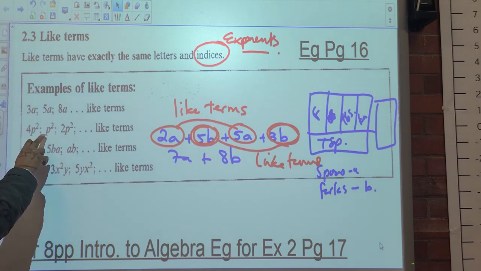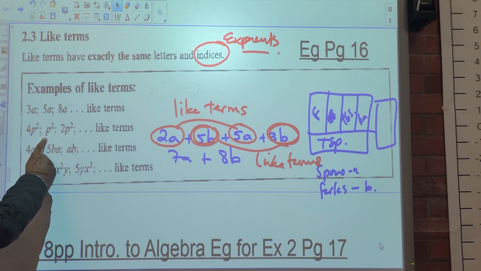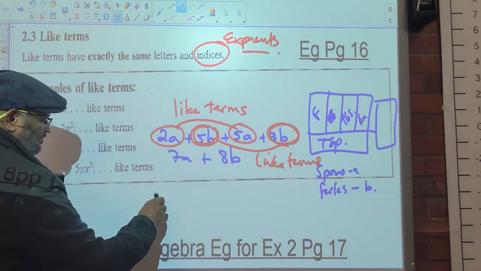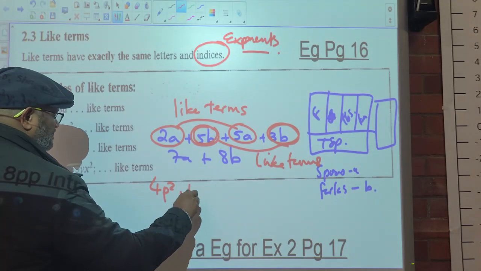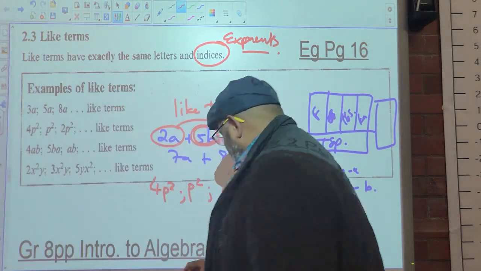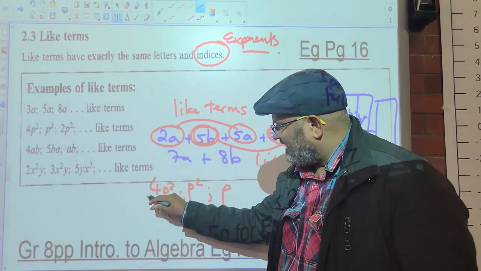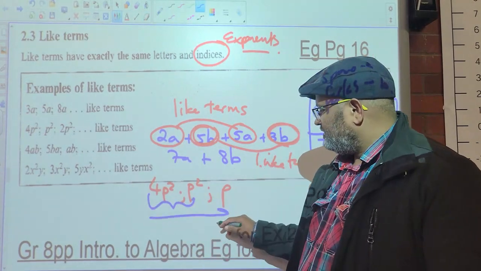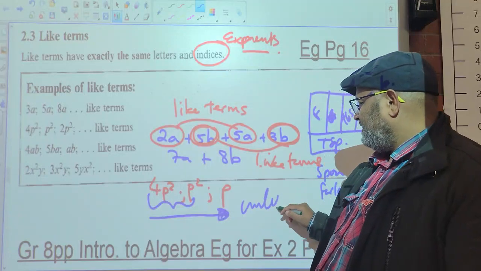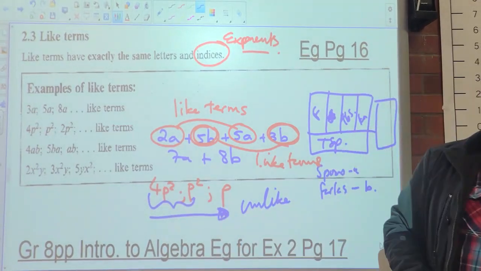You see 4p squared, p squared. If there's no number here, what number is in front of it? 1. So it's 4p squared, 1p squared and 2p squared. This makes them like terms. So if you got 4p squared, p squared and p, are those like terms? No. Why not? Because this p doesn't have a square. There's no number there. So although those two are like terms, all three are considered to be unlike. They are unlike each other.